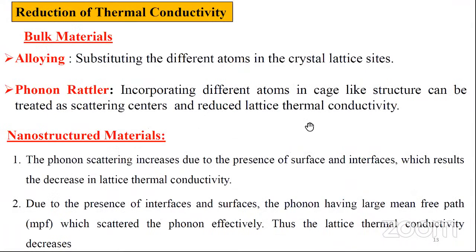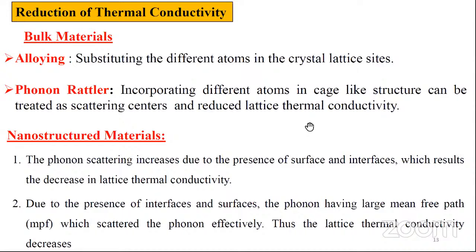Our next target: how can we reduce the value of thermal conductivity to enhance the value of ZT? In the bulk material, doping and phonon rattlers are the techniques used to reduce the value of thermal conductivity. The first technique is doping. Doping is the easiest way to reduce the lattice thermal conductivity without any reduction of electrical conductivity, by substituting different atoms in the crystal lattice sites. The doping atom should have a similar electronic structure and belong to the same column in the periodic table.